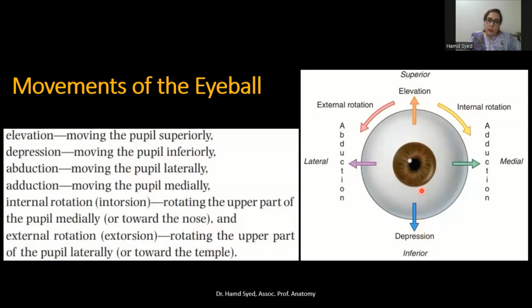represents the movement of the eyeball along the transverse axis, whereas these arrows on the left and right, which represent the movement of the pupil medially or laterally, that is adduction and abduction respectively, these movements occur along the vertical axis. And here these arrows are representing internal and external rotation of the eyeball, in which the upper margin of the pupil moves either medially, that is towards the nose, or laterally, that is towards the temple, respectively. These rotatory movements of the eyeball occur along the anteroposterior axis.